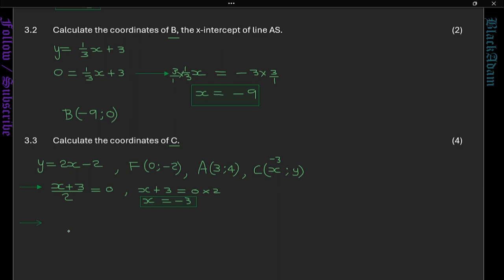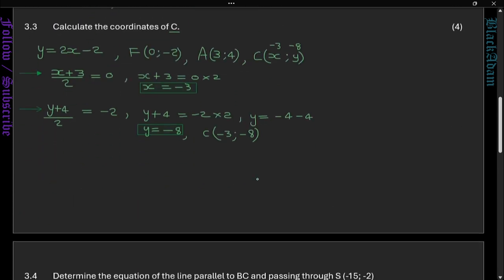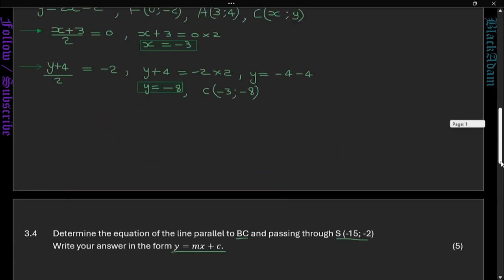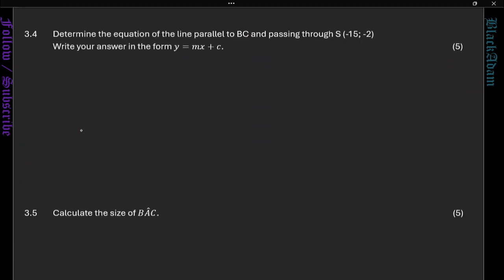And then we also know that y plus 4, divided by 2 for the midpoint, is going to be negative 2. So solving for y there, y plus 4 is going to be negative 2 multiplied by 2. So that means y plus 4 is negative 4, and then take 4 to the other side, so y is going to be negative 8. So that's our negative 8 there. So C has a coordinate of negative 3, negative 8. So those are the coordinates.